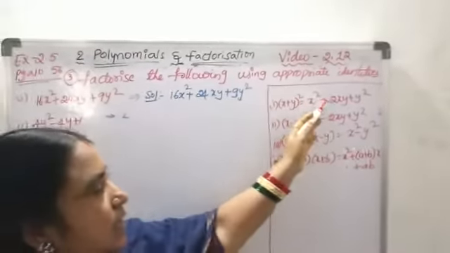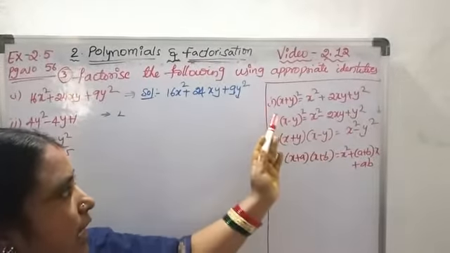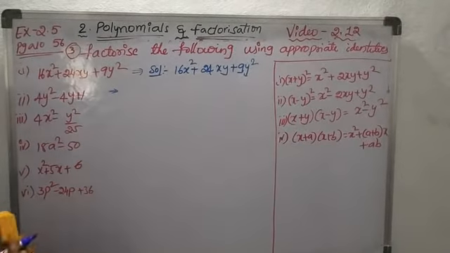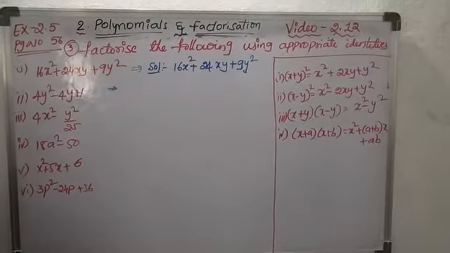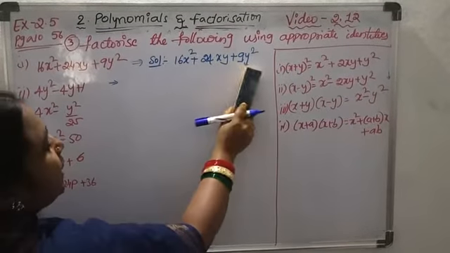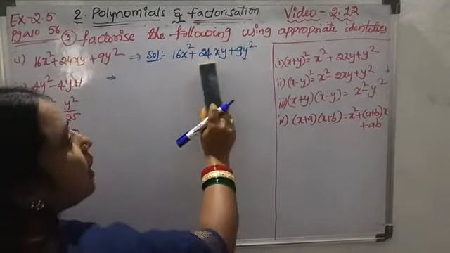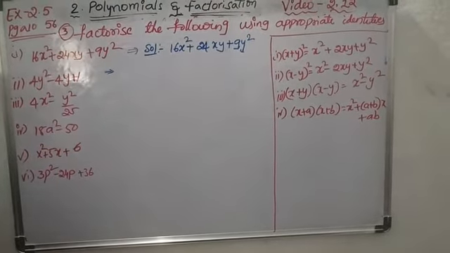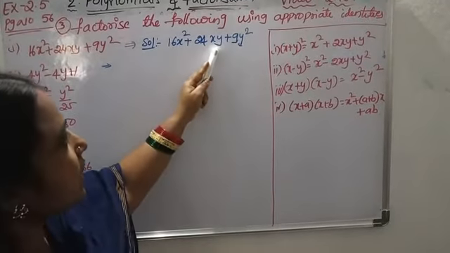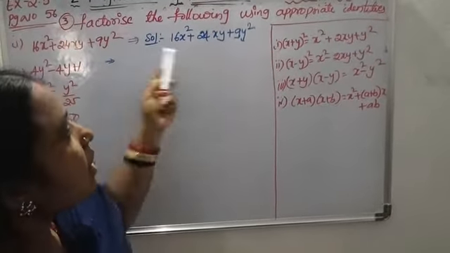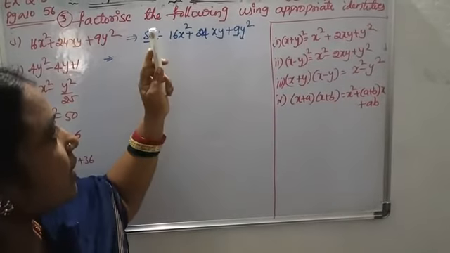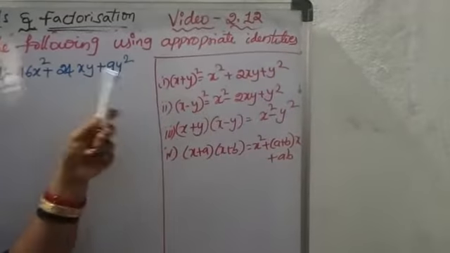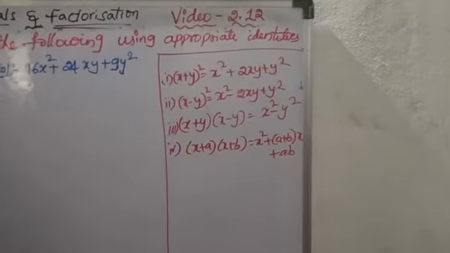We just have to convert this RHS side to LHS side and we are getting the answer here. So the first question is 16x square plus 24xy plus 9y square. Observe here, we are comparing this algebraic expression with the appropriate identities. Here an x square term, an xy term and a y square term are there. You will check whether these three terms are there in the given algebraic identities.